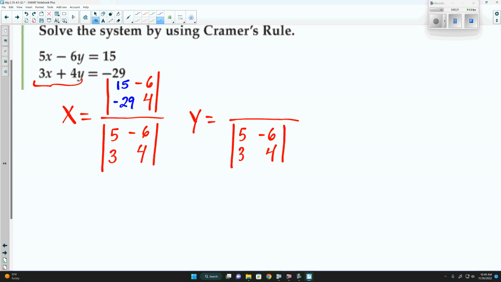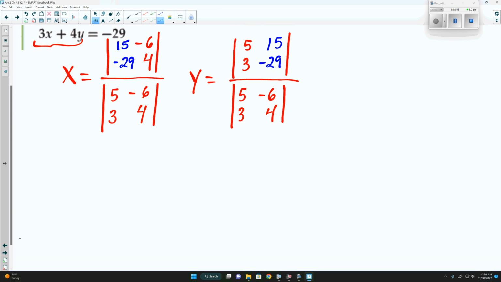We do the same thing with y. But this time the x values are going to stay the same, 5 and 3. But the y values are now going to be 15 and -29. Now we just need to take the determinant of the top and bottom. The determinant of the numerator for x is again just going to be the diagonals.